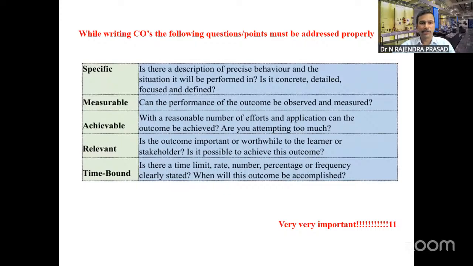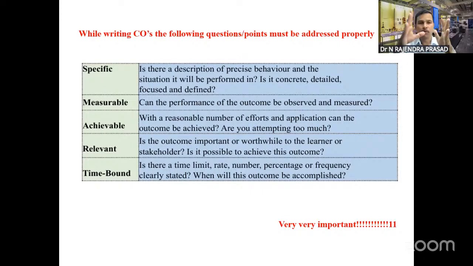Number one is the specificity. Specificity means the descriptions, whatever you are using, must be precise enough. Is it concrete, detailed, or subject focused? Is it defined properly? You have to ascertain. It cannot be written vaguely. A CO statement you are writing should be specific to the subject. That should be specific to a unit of the course.